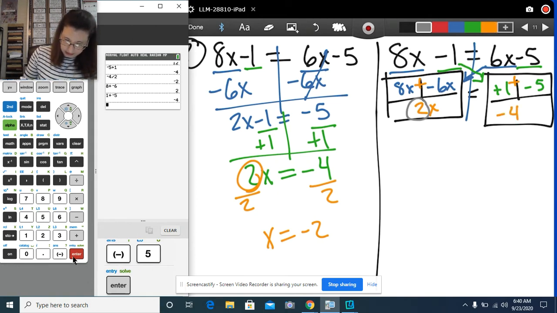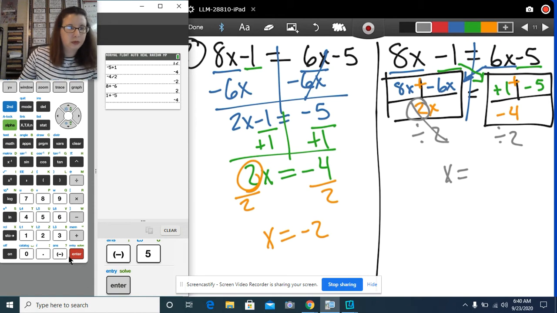Like before, I'm going to divide by this coefficient. So I'm going to divide by 2 and divide by 2. These cancel out. I've got x is equal to negative 4 divided by 2. And that answer is negative 2.